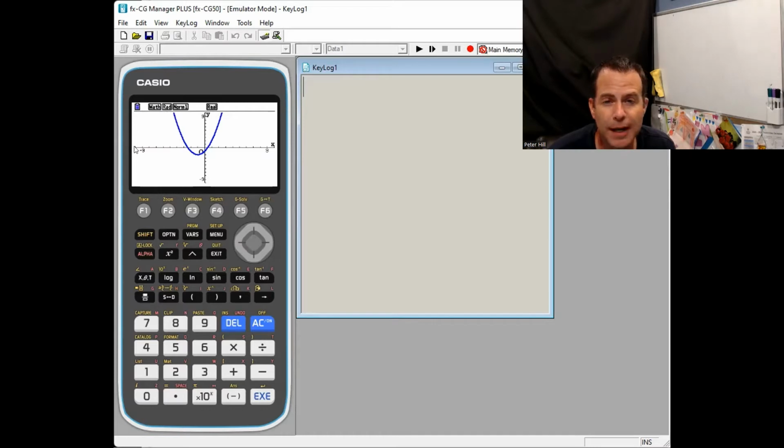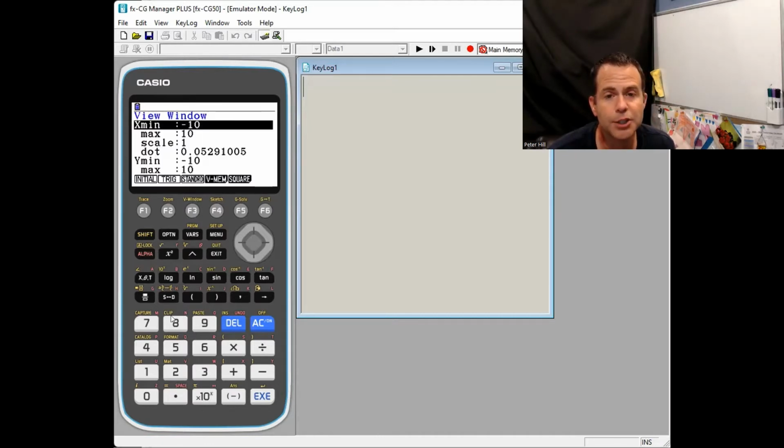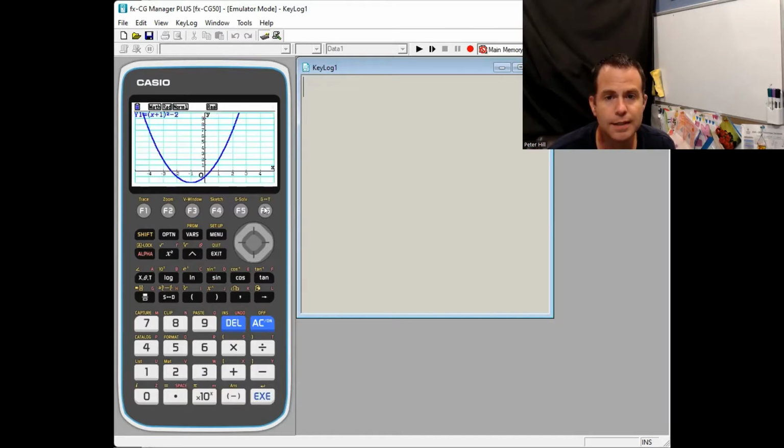So I want to bring my X min closer to 0. I want to bring my X max closer to 0. And I want to bring my Y min closer to 0. Okay, so I'm going to change my window settings to be -5 to 5. And then maybe I'm going to go -2 up to 10. And I'm just going to re-graph that. So I'm going to exit and draw and see if that's a nicer window.